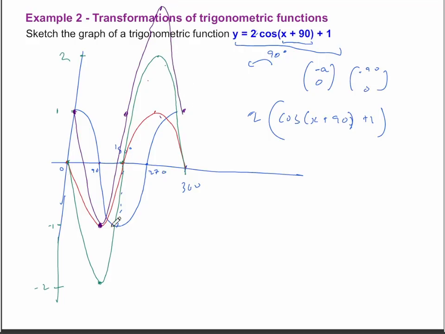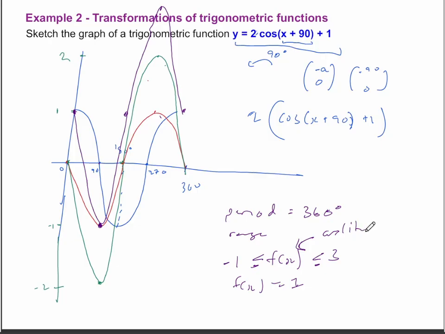And so the only difference between the green and the purple graph is that it has been translated 1 unit to the top. And look at what has stayed the same. The period is still 360 degrees. The range now is f of x going from 3 to negative 1. The center f of x is at 1. And from this we can also find that the amplitude, which is the height to the center, is 2.